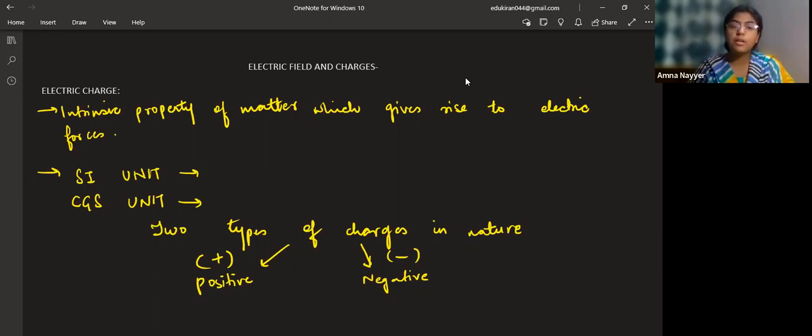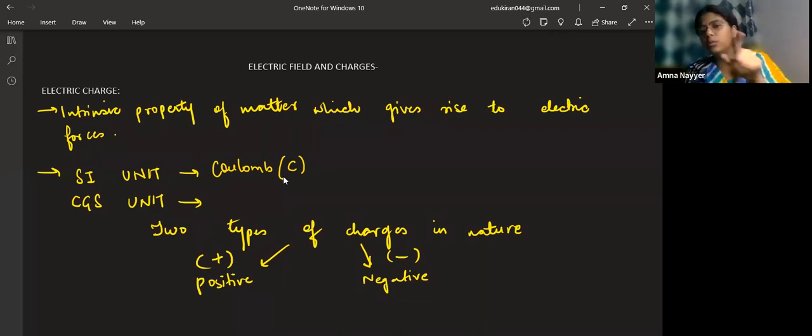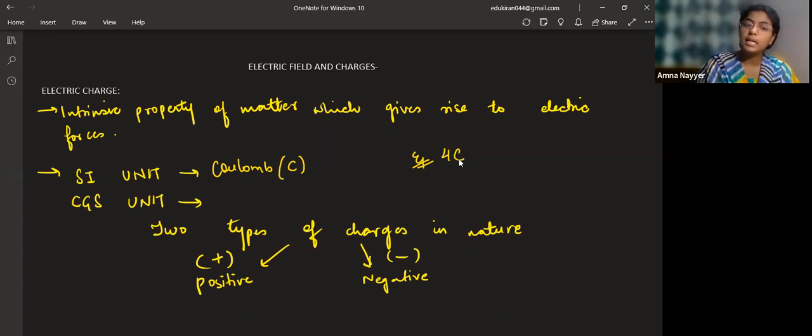What you have to remember is the SI unit. SI unit is coulomb. Just write C at the end. The way, for force we write capital N for Newton, similarly, for coulomb, you write C. So this is written like this only. For example, 4 coulomb, so 4C like this.